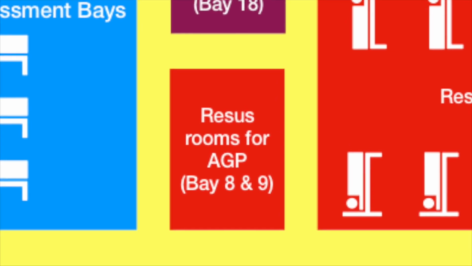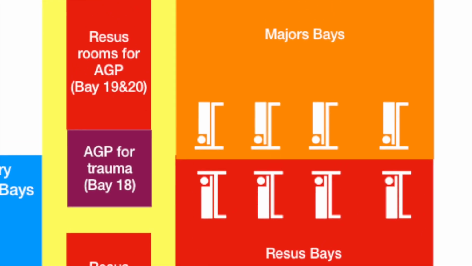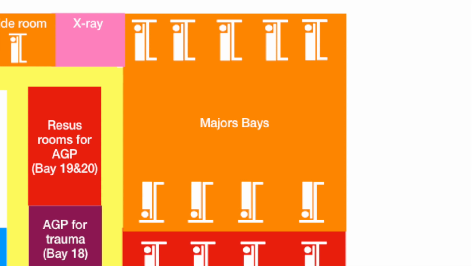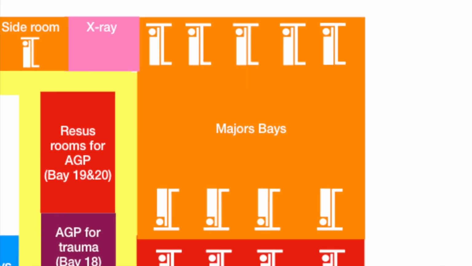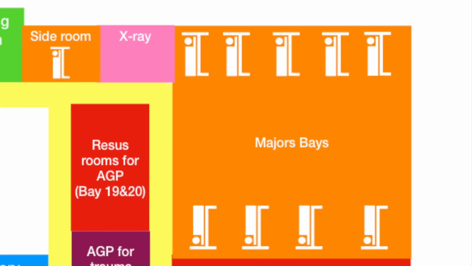Beyond that, in Bay B, there are the equivalent of our majors beds, where we have 9 beds. Bed 30 is now X-ray, and next to that in bed 31 there's a side room, which I anticipate will be used flexibly but could be for patients requiring palliative care.